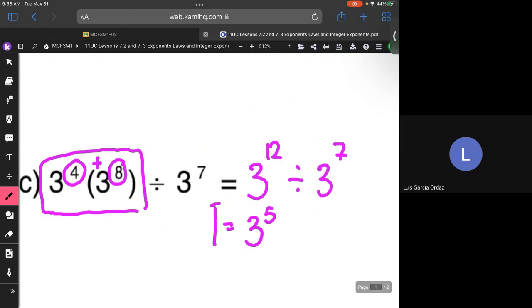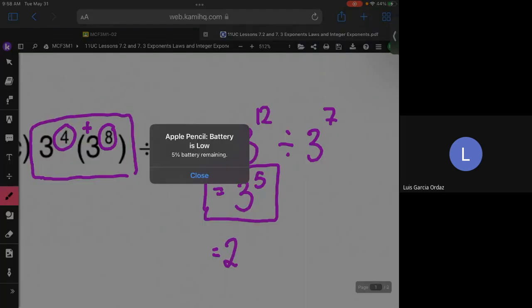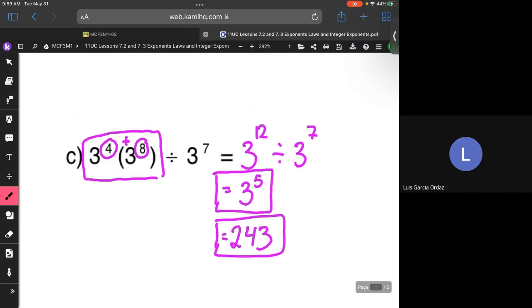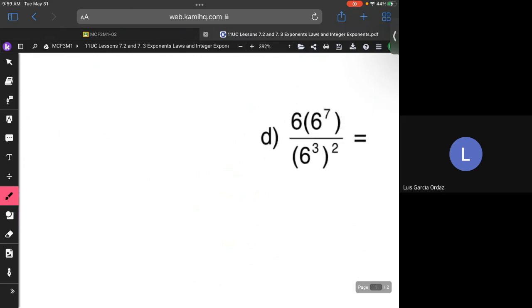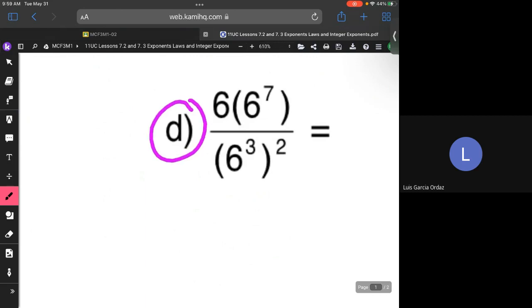So can someone tell me what 3 to the power of 5 gives me? 243? So 243. It's easy math, right? Okay, so D, try D on your own. Do the numerator first and then the denominator part after.